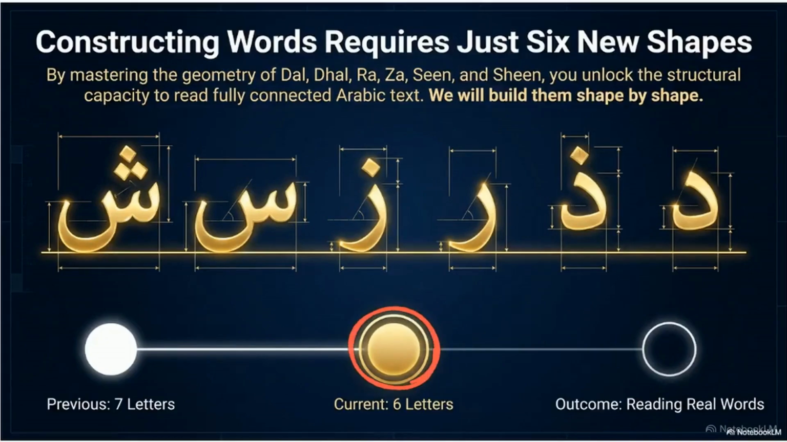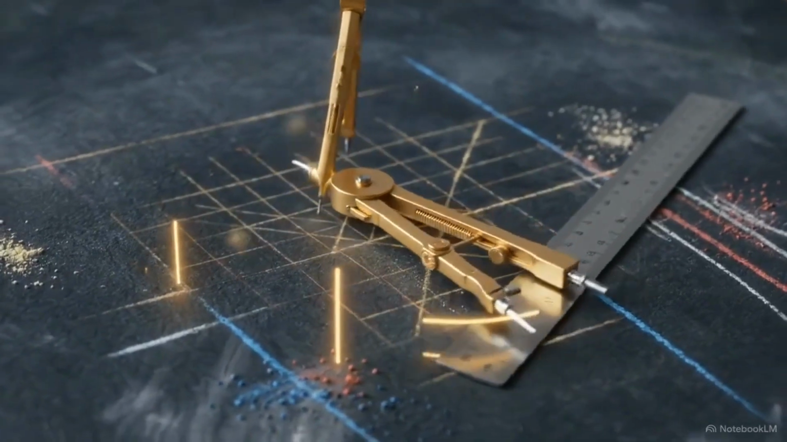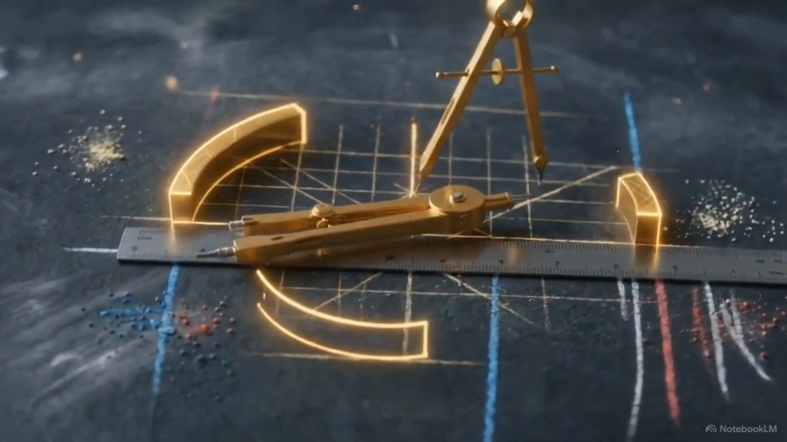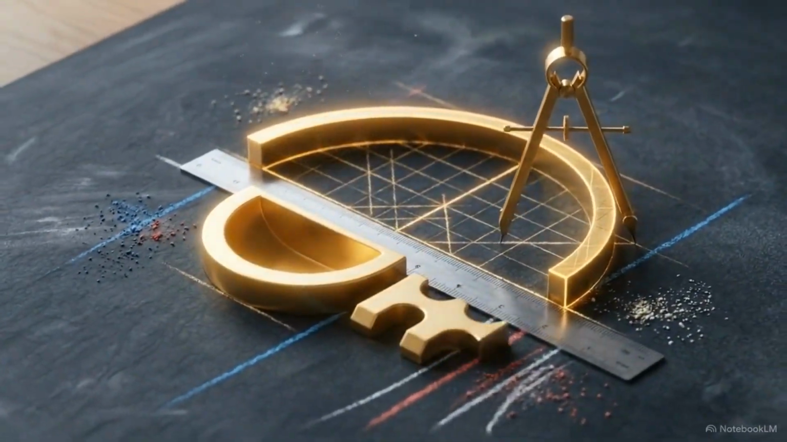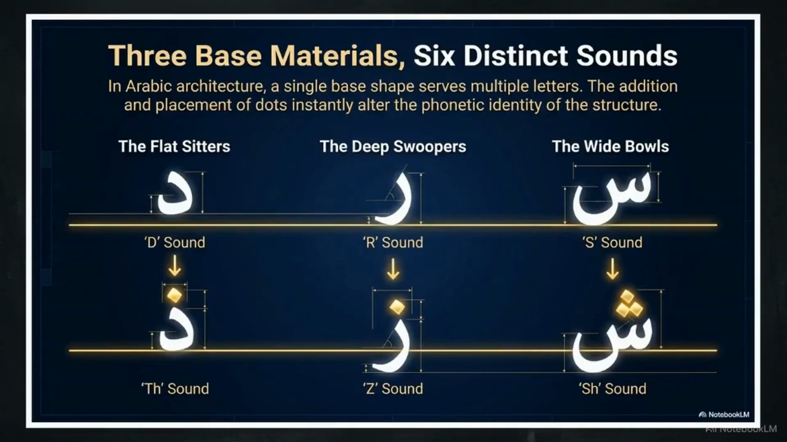To reach this milestone, we only need to add these 6 specific new letter shapes to your vocabulary: Dal, Dhal, Ra, Za, Seen, and Sheen. Mastering the geometry of these 6 shapes provides the structural framework you need to navigate real Arabic text. Let's build them. This chart shows how Arabic script relies on an efficient architectural system.